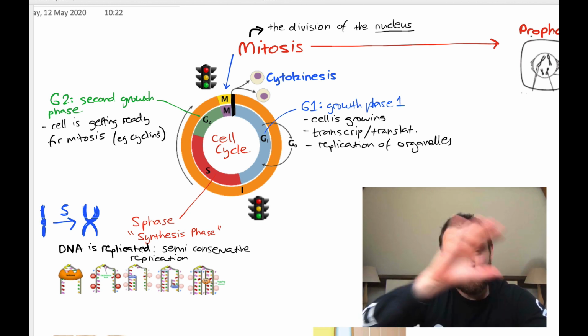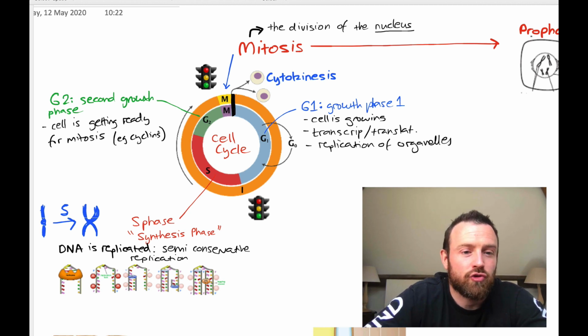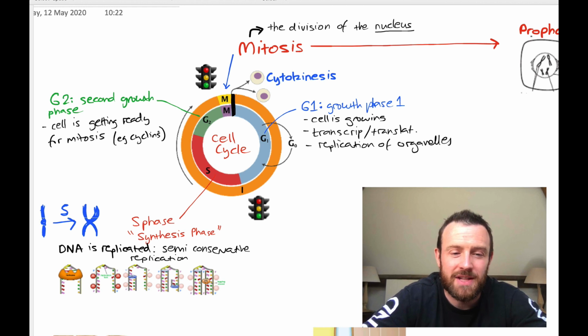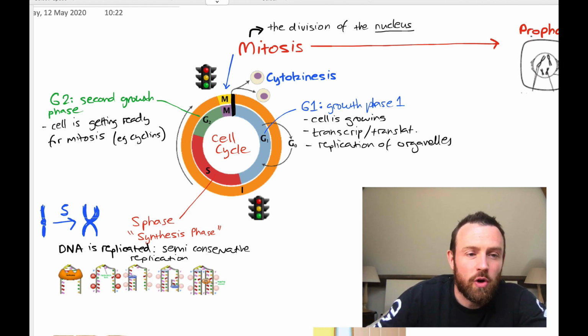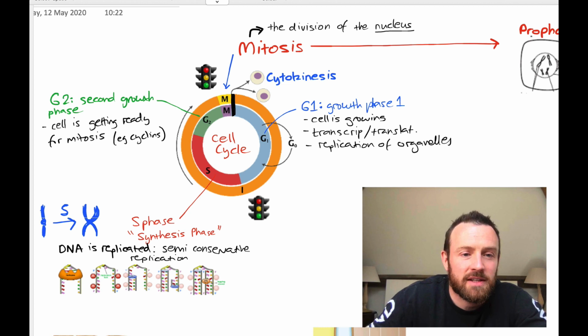Okay, so all this process is very, very controlled, okay? It is controlled because if it's not controlled and cells divide too much, that can lead to cancer. So I suppose the first thing we should say is that one way that cells can control this process is to opt out of it.